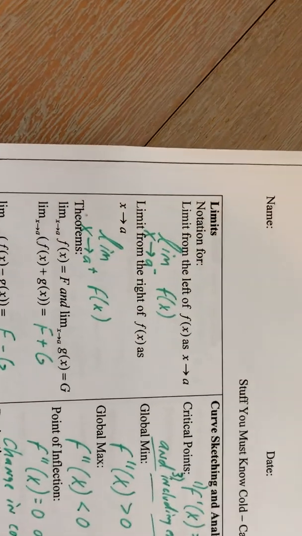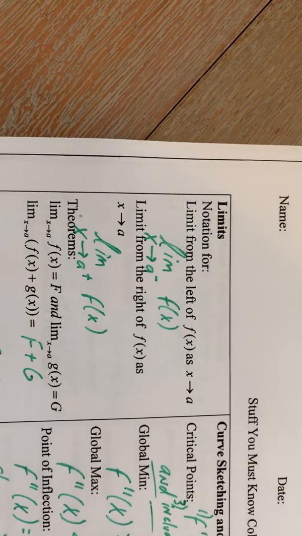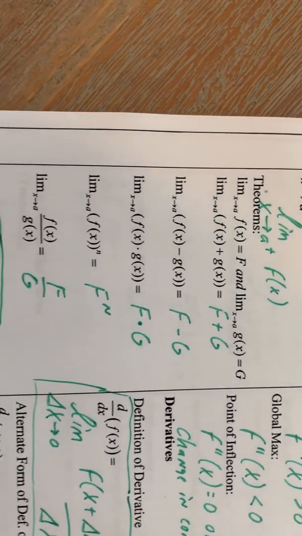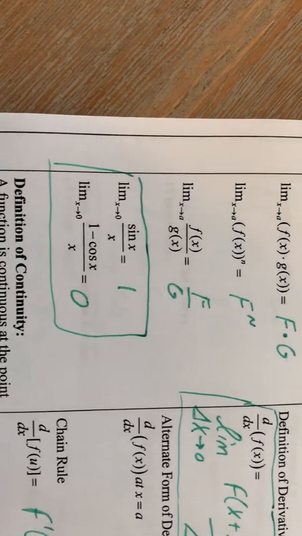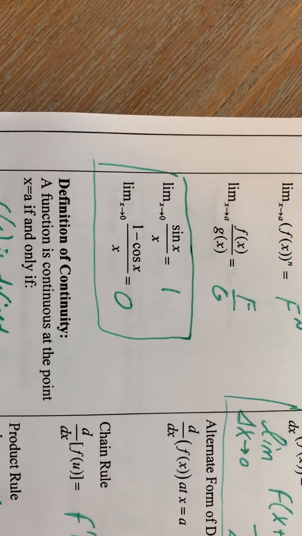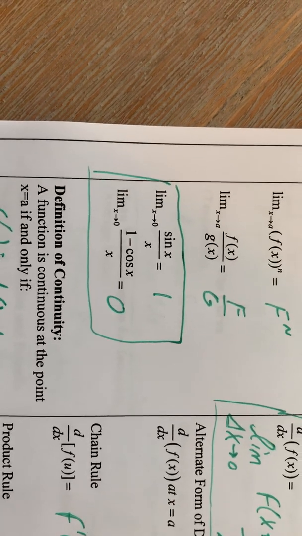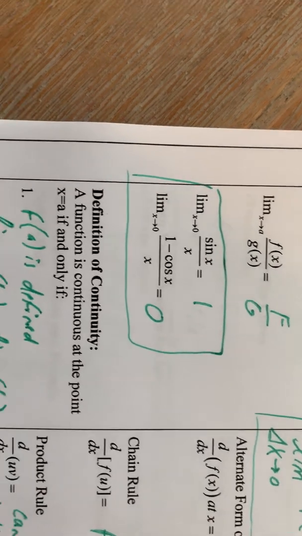We get into our calculus stuff. Here's our notation for right and left limits. There's our limit theorems. Those are our two special ones that show up quite a bit, especially that first one, sine x over x. See that one a lot.